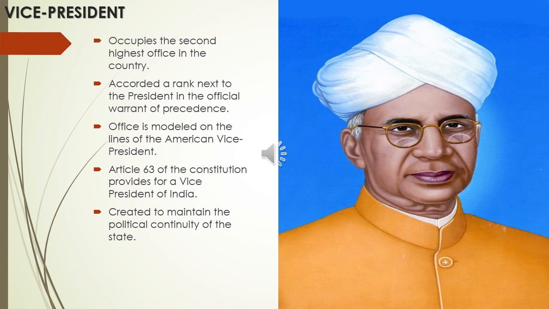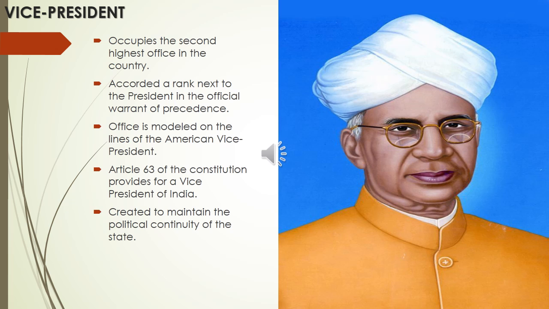Accorded means to give somebody or something authority or status. So he was given the status of a rank next to the president in the official warrant of precedence. Precedence means the condition of being more important than somebody else and therefore coming or being dealt with first. So he is given the highest rank next to the president in the official warrant of precedence.